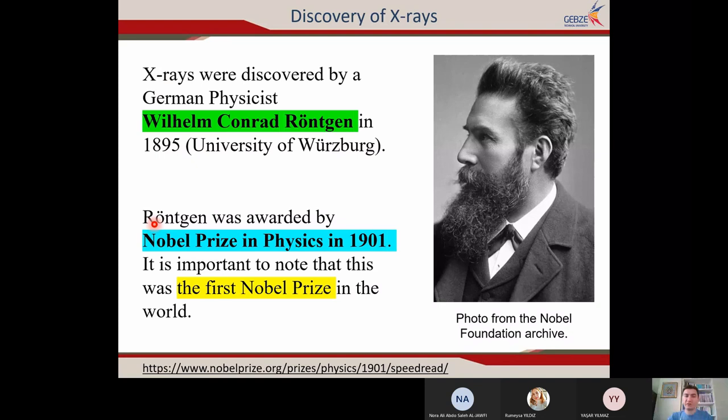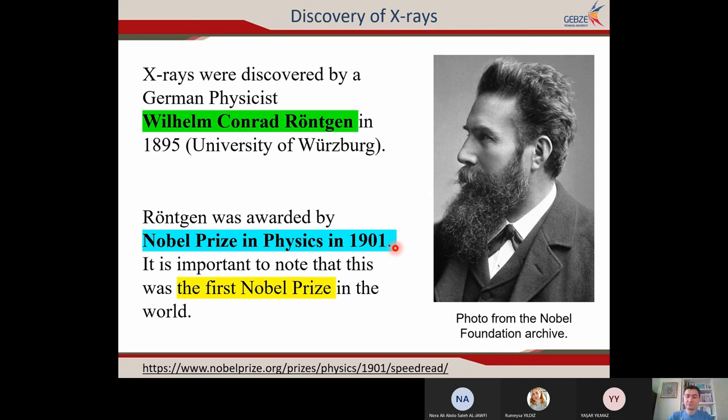And just look at the dates. Just 6 years after his discovery, he got the Nobel Prize. So this Nobel Prize is the first in the world. The first Nobel Prize in physics went to Röntgen due to his discovery of X-rays. This Nobel Prize came very fast, just 6 years after his discovery.